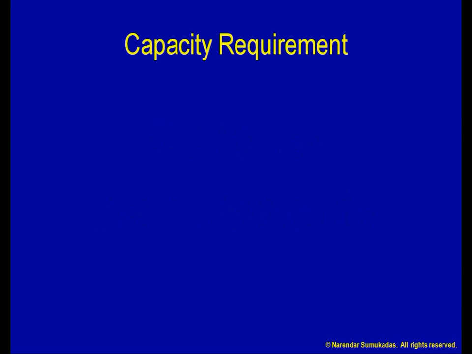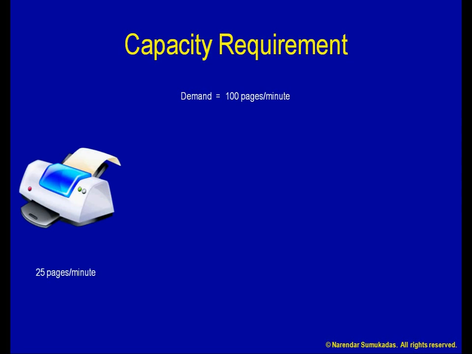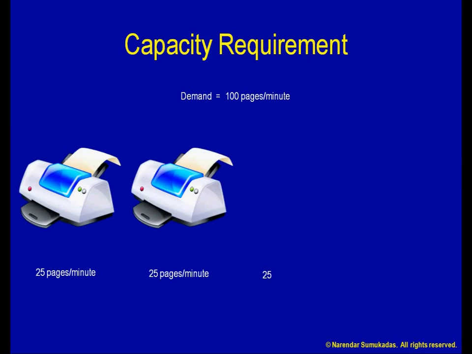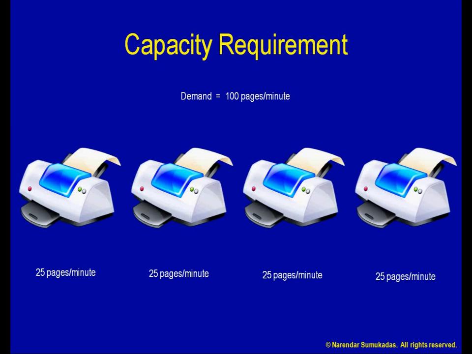If I have a process that produces the same thing over and over, I can figure out the required capacity by dividing my total demand by the capacity of each unit. For example, if I am running an office with a printing demand of 100 pages per minute, and each printer has a capacity of 25 pages per minute, I need to install 4 printers to meet my demand.